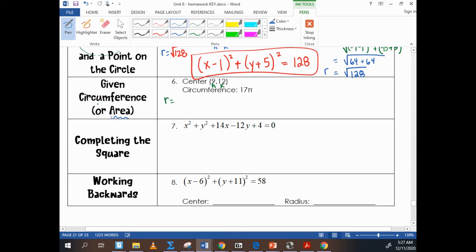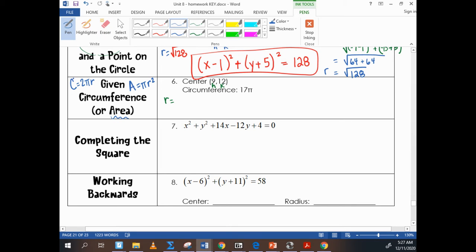So if you'll remember, the circumference of a circle is just 2 times pi times r. Remember that? So my r, my radius, is in that circumference formula. Same thing here with the area. The area is equal to pi times r squared.